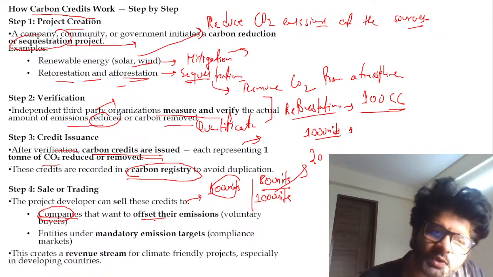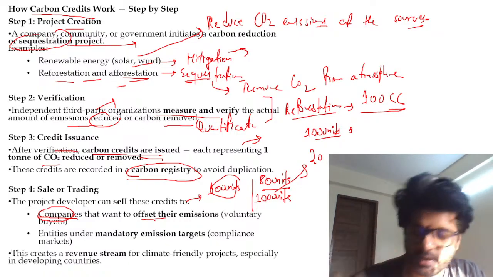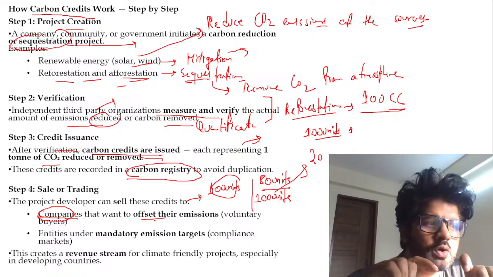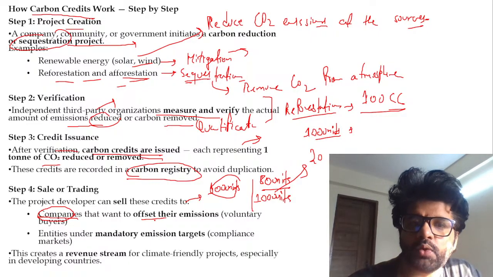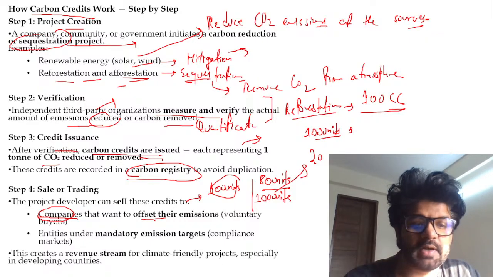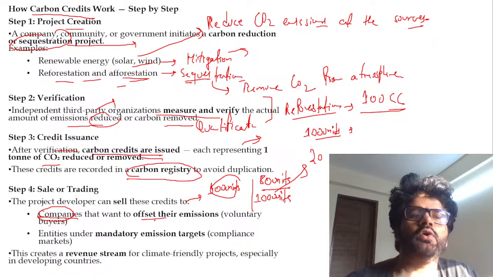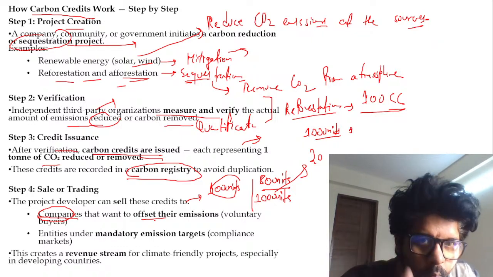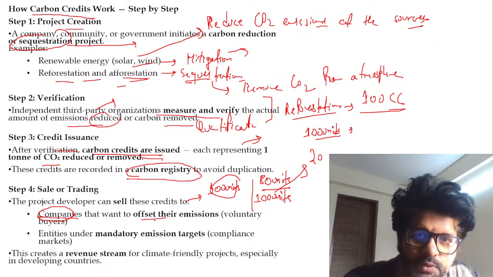The second scenario is where the government has imposed a condition that you have to reduce carbon emissions by this amount, and you feel like you cannot do that. So the rationale is you buy these carbon credits. That's how this whole scenario works, how the carbon credit system works, and how mitigation and sequestration work.